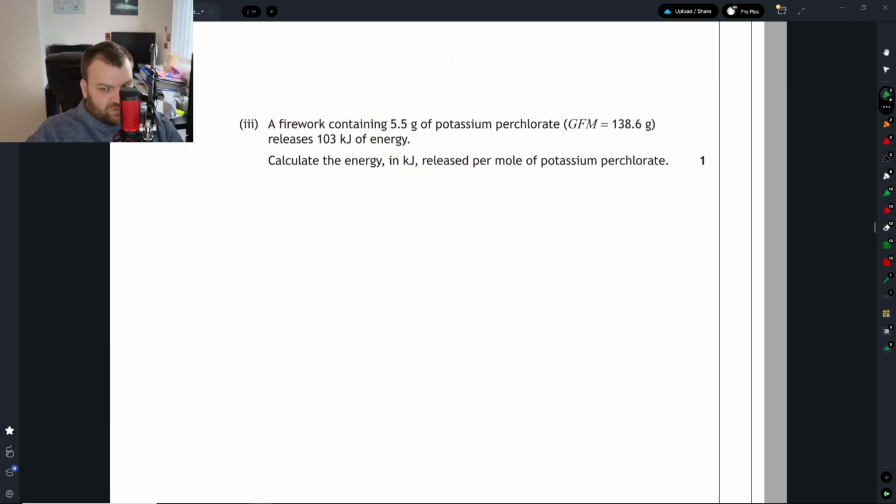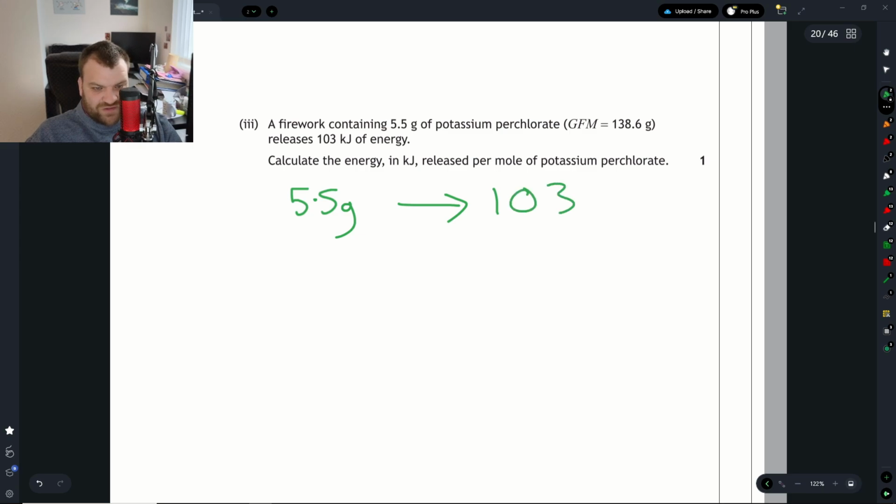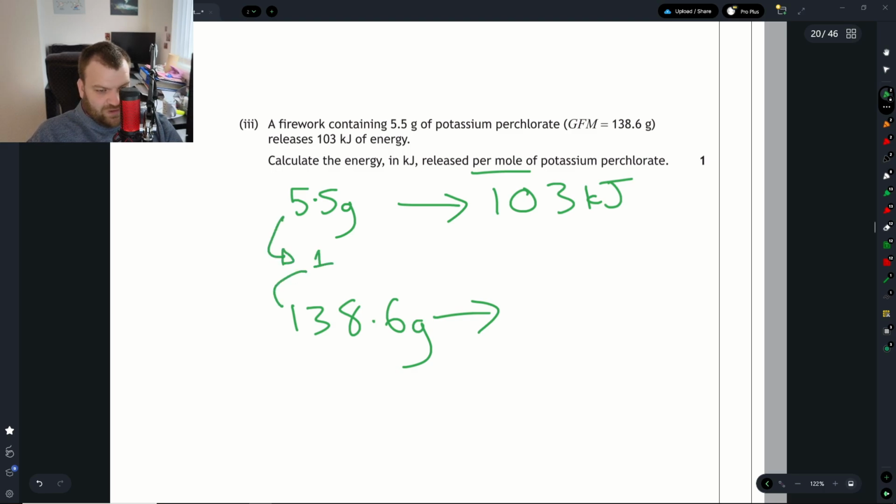Next one, we are told that 5.5 grams has released 103 kilojoules. And we want to know how much would release per 1 mole. So that would be 138.6 grams.